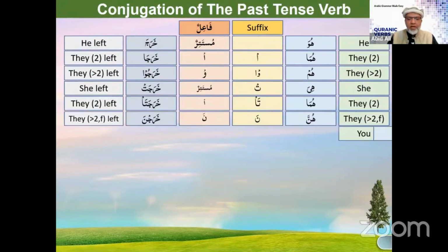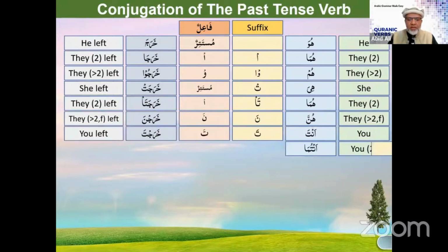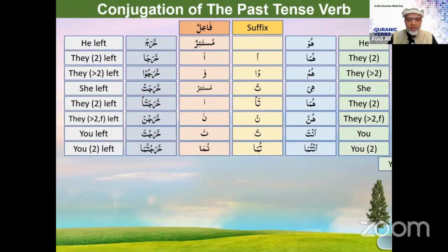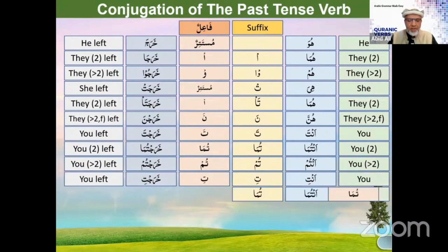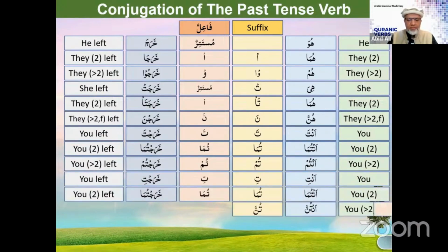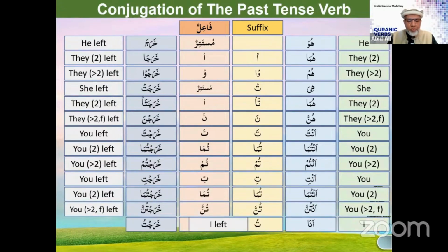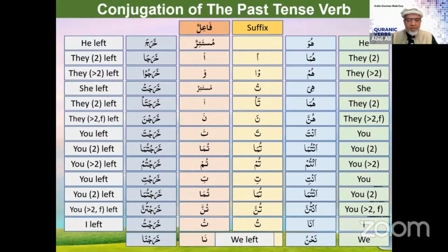Okay. Kharaja, kharaja, kharaju, kharajat, kharajata, kharajna, kharajta, kharajtuma, kharajtum, kharajti, kharajtuma, kharajtunna, kharajtu, kharajna. Yeah. So let's look at this chart one more time.